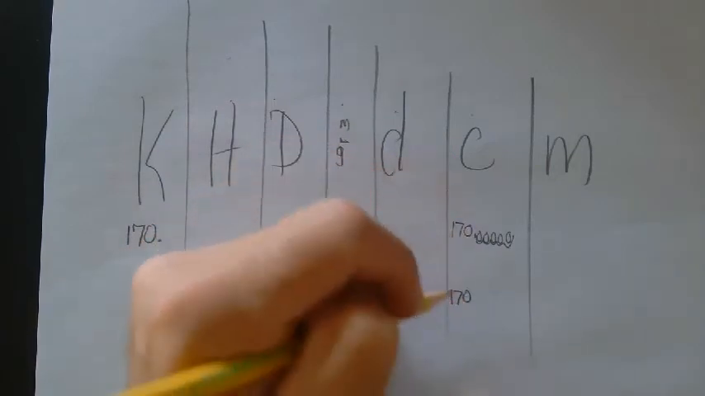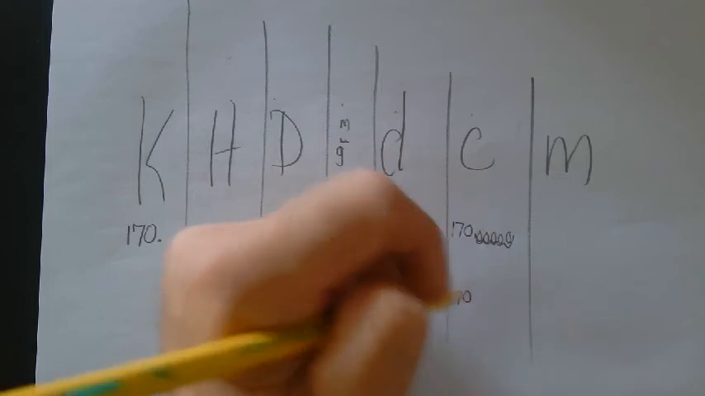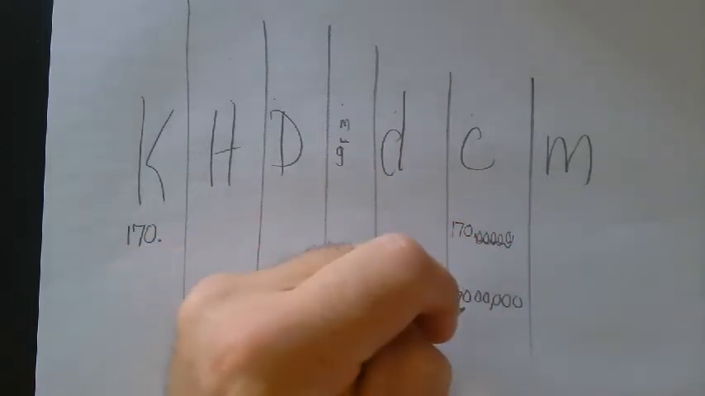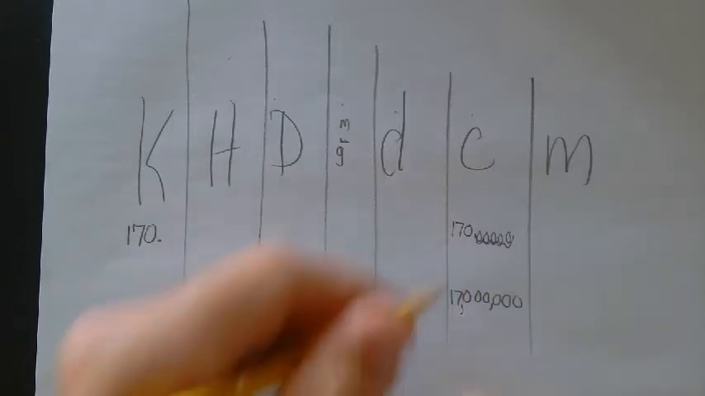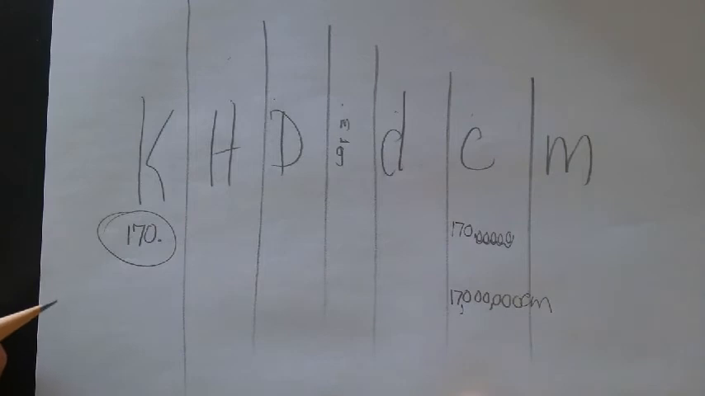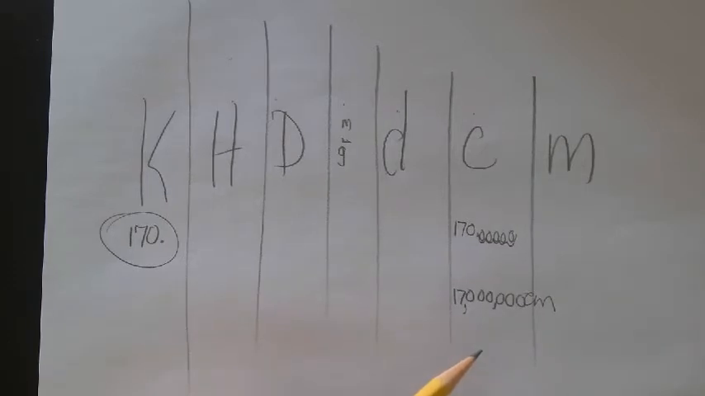So I got 170, then 5 zeros, then 5 more zeros, 3, and 17 million. So it's 17 million centimeters in 170 kilometers. Now, that seems like a big number, and it is a big number. And you know why? Because it's a smaller unit of measurement.